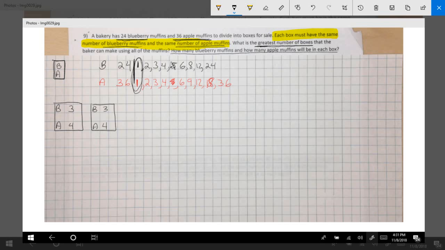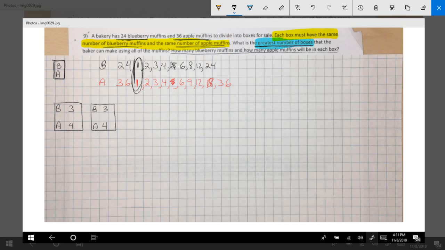We could make one box, and then it would be 24 blueberry and 36 apples in that box. Huge box, lots of muffins, great. But that's not what we're going for. We're going for what is the greatest number of boxes we can make? So one box isn't going to cut it. I can make 2 boxes, right?